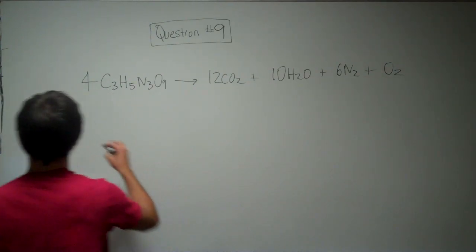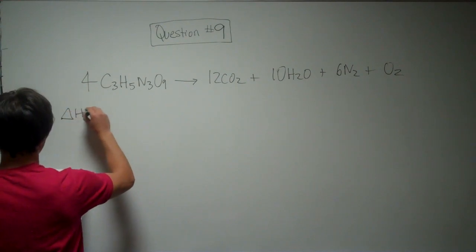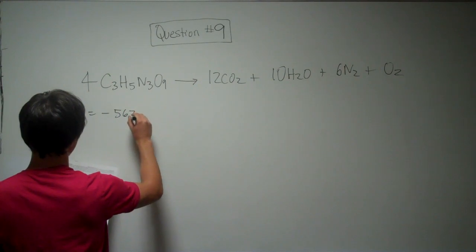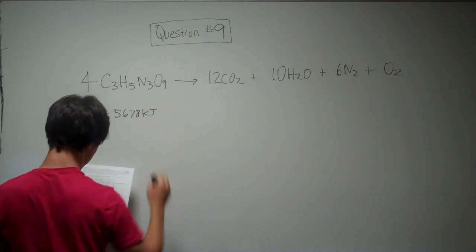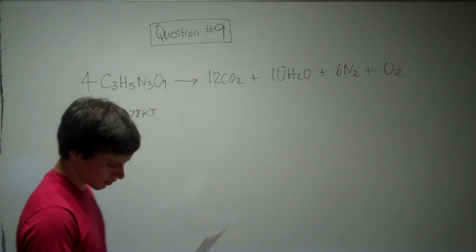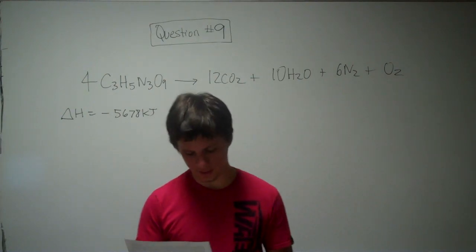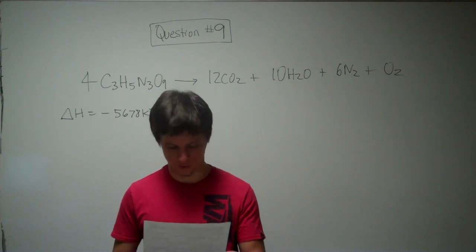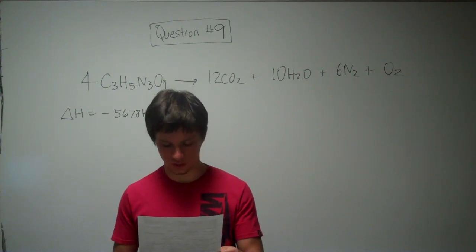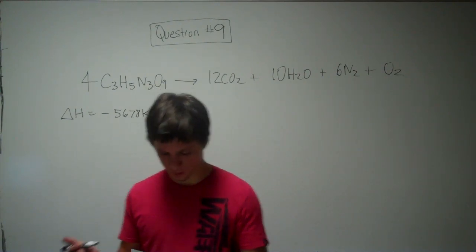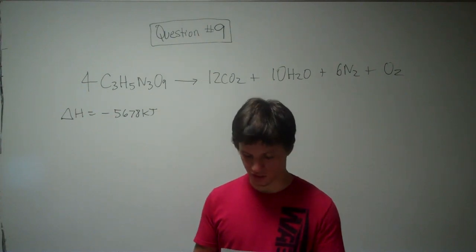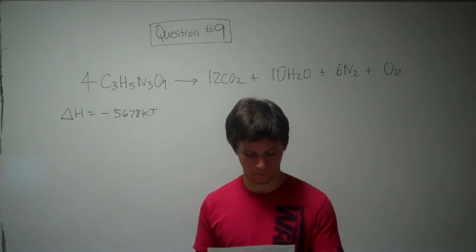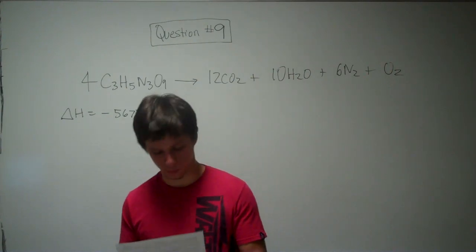The delta H of the reaction is negative 5,678 kilojoules. Calculate the standard enthalpy of formation, or delta H of F, for nitroglycerin. For CO2 and H2O, they give the values: for CO2, delta H is negative 393.5, and for H2O, delta H is negative 241.82.